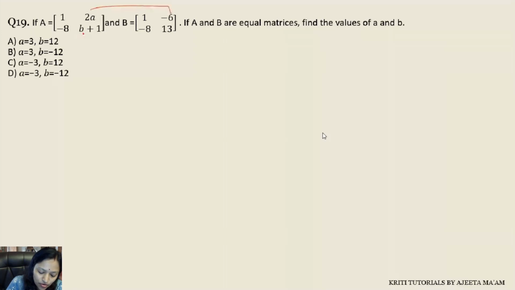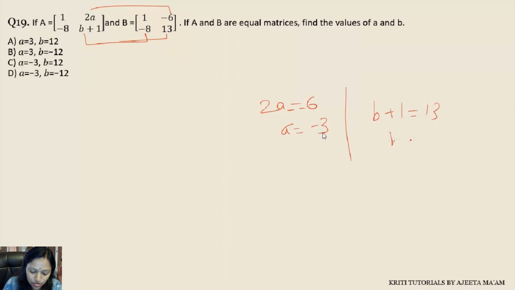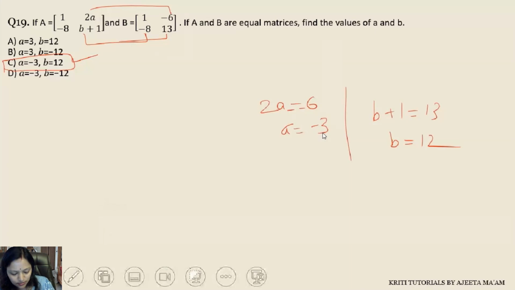Compare the corresponding constants and get your answers. So 2A will be compared with minus 6, so A is minus 3, and B plus 1 will be compared with 13, so B is 12. So which option is it? Minus 3 and 12. That's option C. Now let's come to the next.